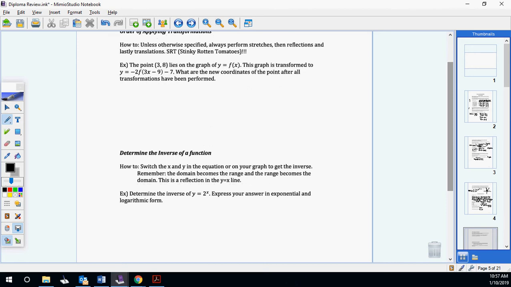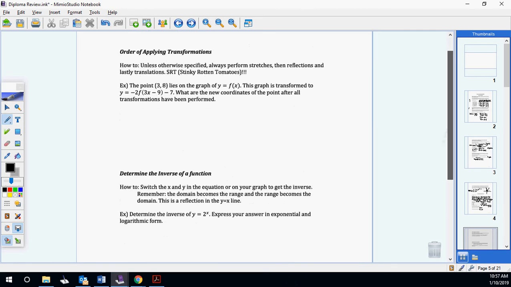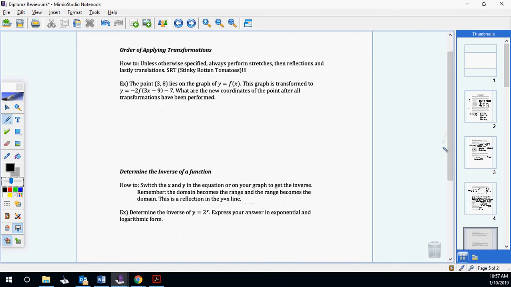All right, order of applying transformations. Unless otherwise specified, always perform stretches, reflections, and then translations last. SRT is something people use for it, but it doesn't matter to me. You should know that. Stretches and reflections are multiplication, so it's just your order of operations. Translations are plus or minus, which makes sense in terms of order of operations.